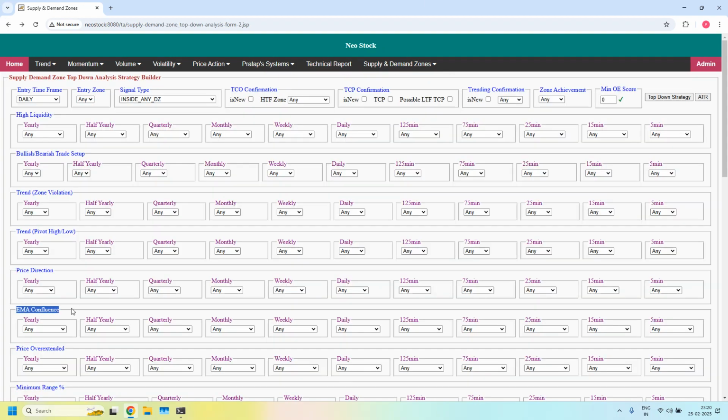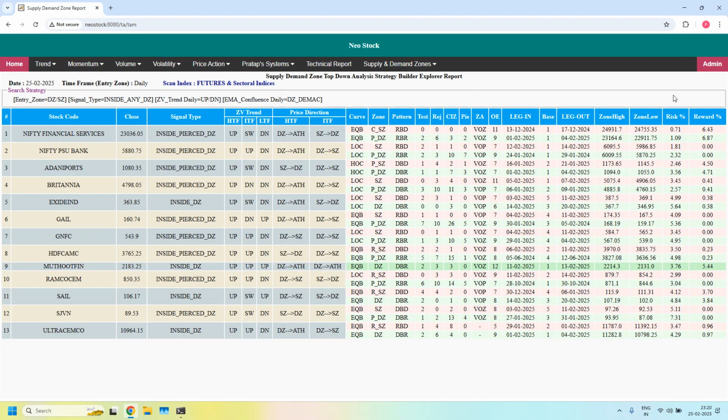So in the EMA Confluence, at daily time frame, I am setting the filter: daily demand zone having daily EMA Confluence. Trend on the daily time frame should be up or down. It should not be sideways. See, from 81, the list has come down to only 13 stocks. Only these 13 daily demand zones are having daily EMA Confluence, and also current price closed inside the daily demand zone.